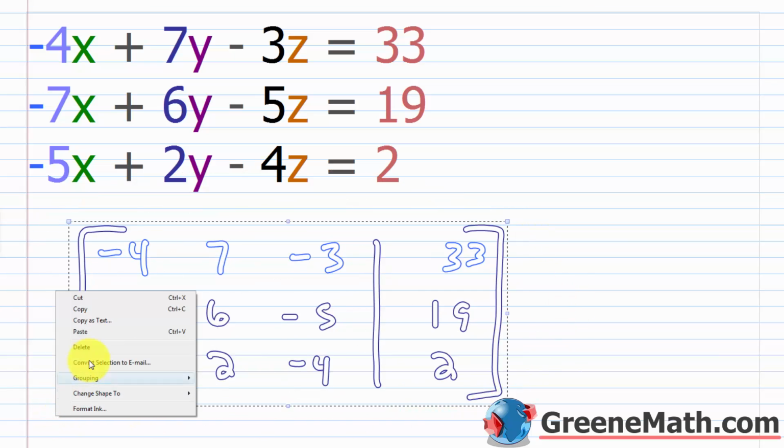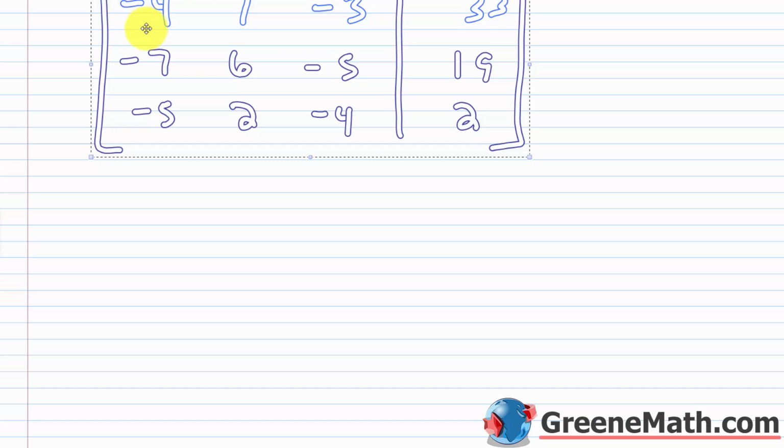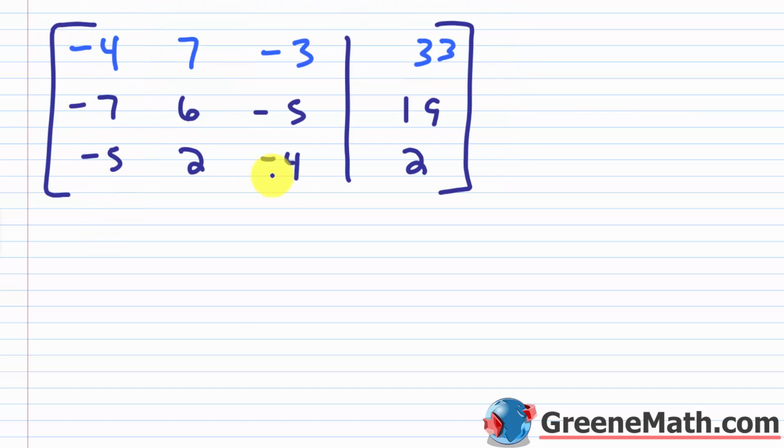So let me copy this and go down here to a nice fresh sheet. Again, we want 1s down the diagonal and 0s above and below. So I'm going to start by getting a 1 in this position. To do that, I'm going to multiply the top row. Let me label these real quick: row 1, row 2, and row 3. I'm going to multiply row 1 by the reciprocal of -4, so -1/4 times row 1. That's what I'm going to replace row 1 with.